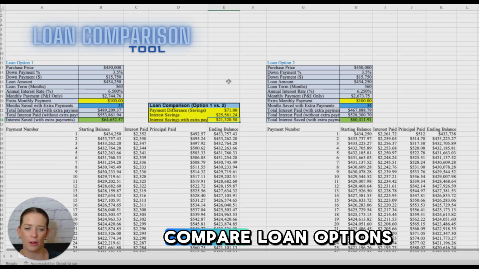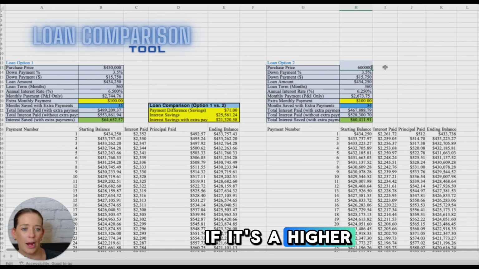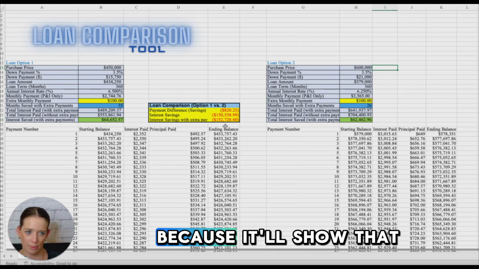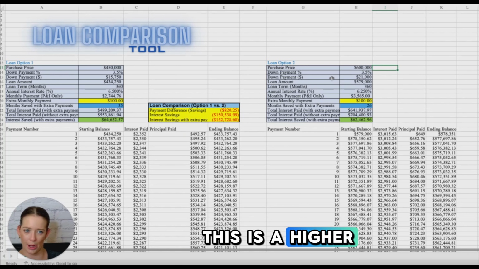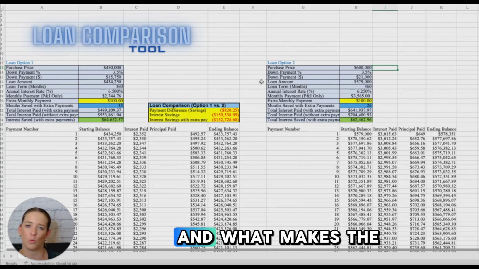But you can definitely compare loan options. You can even put different purchase prices. If it's a higher purchase price, this number is going to be red because it'll show that this is a higher monthly payment. But this is just a really cool comparison tool, especially when you're shopping and you're thinking about two different options and what makes the most sense.